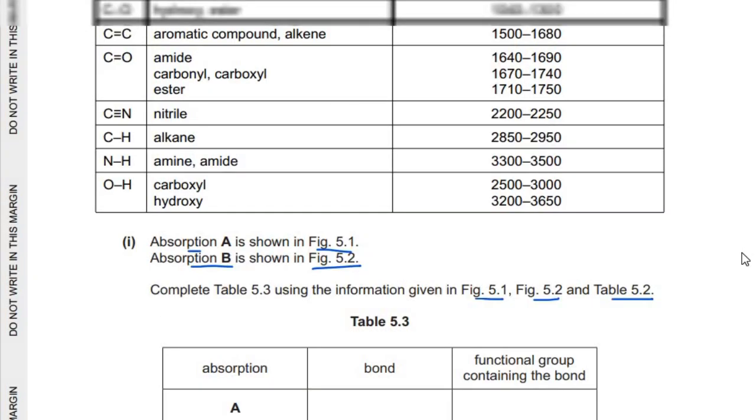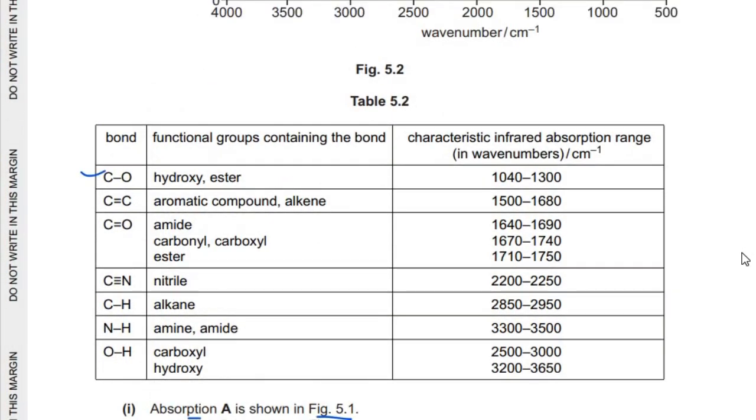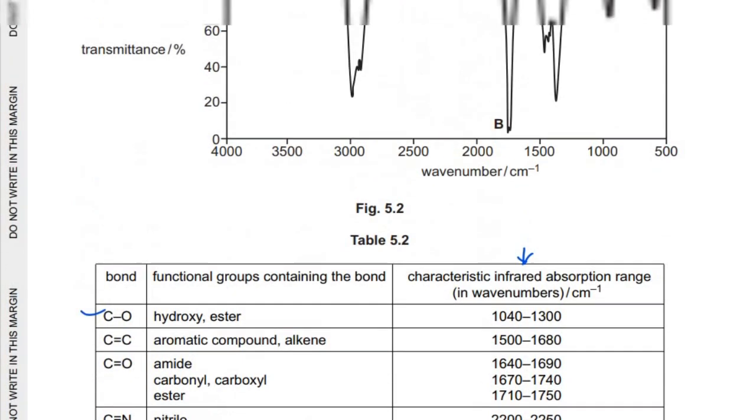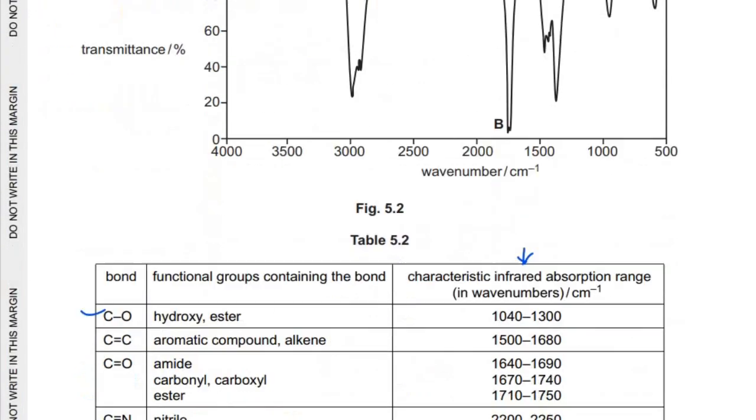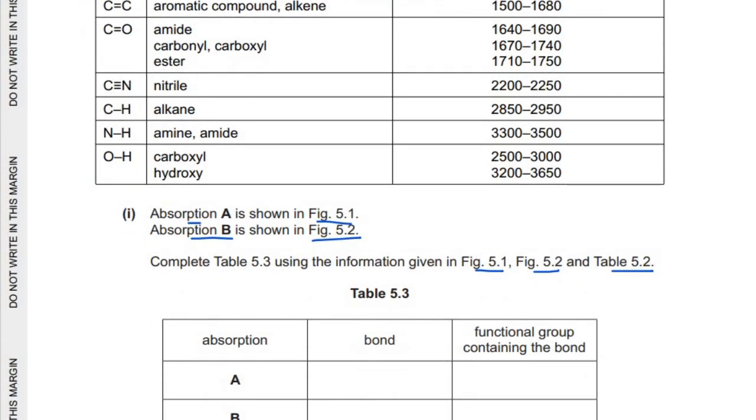The table is here, with the bonds and the wavenumbers. Here are the peaks of A. There is a peak of A in figure 5.1, approximately at 3400, or maybe 3300. Let's see what the absorption at 3200 or 3300 is. You can see that there is a hydroxyl group between 3200 to 3650, right? So that's the absorption.